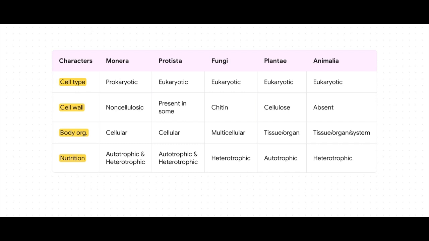And this is the amazing result, the ultimate comparison table. Okay, guys, this table is super important. You get direct questions from this. Seriously, take a screenshot of this right now. Just look. Monera is prokaryotic. Everyone else is eukaryotic. Fungi have a cell wall made of chitin, while plants have cellulose. These are the exact details they ask about in NEET.